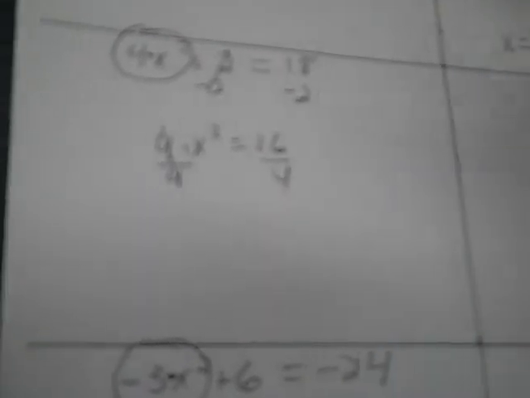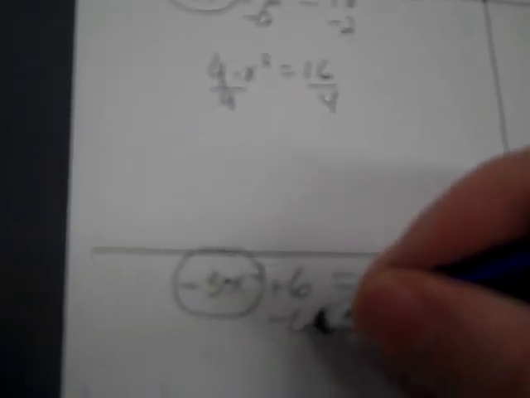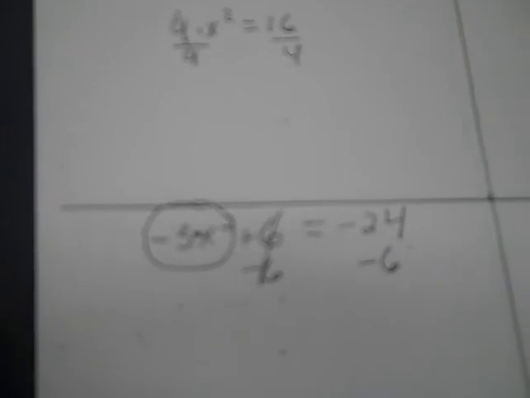Okay, last one. Two answers. Dot and circle. You're going to get x to the second by itself, because x isn't to any other power but the second. So minus 6, minus 6. So negative 24 minus 6 is negative 30. Then divide by negative 3. And negative 30 divided by negative 3 is positive 10. So x to the second power equals positive 10.